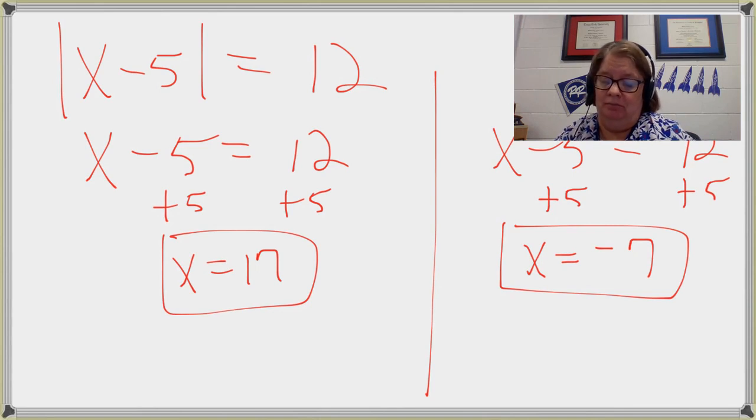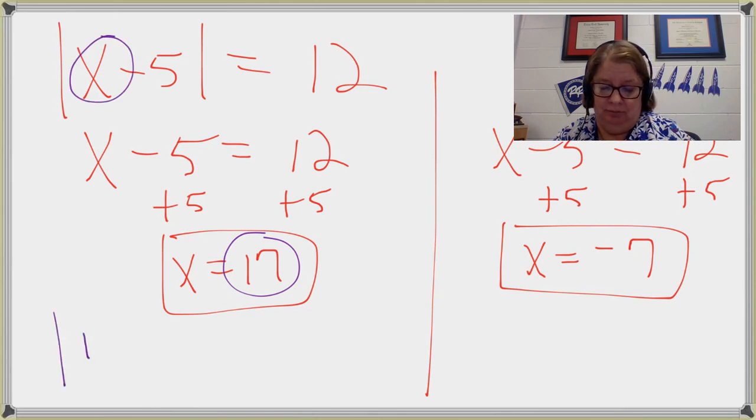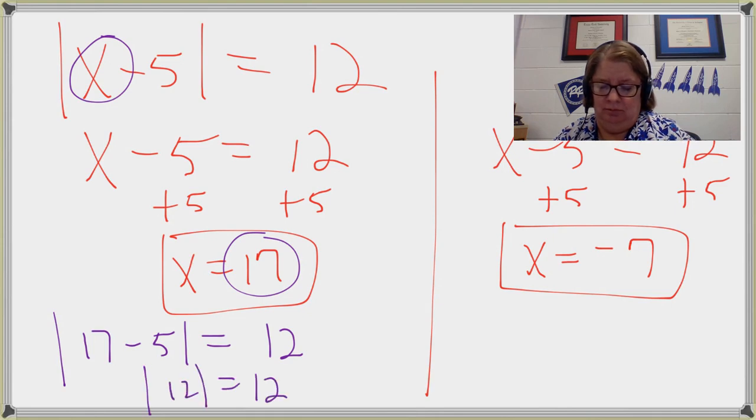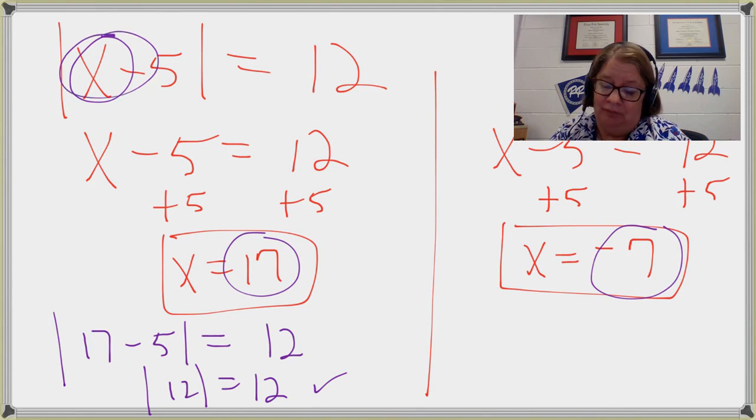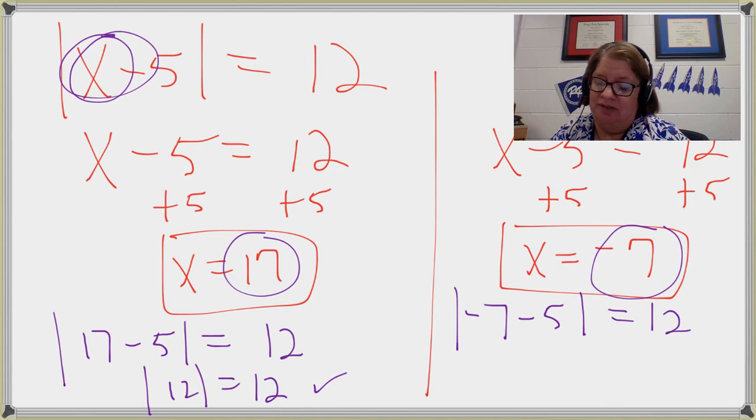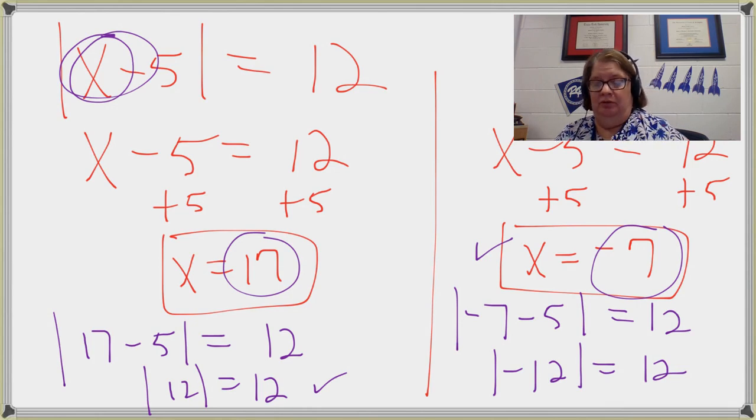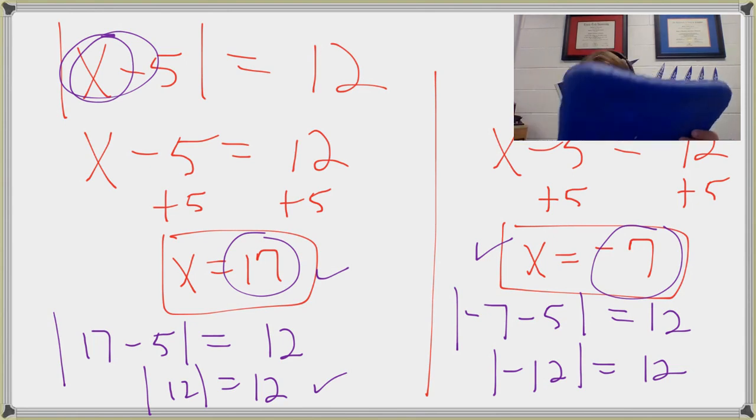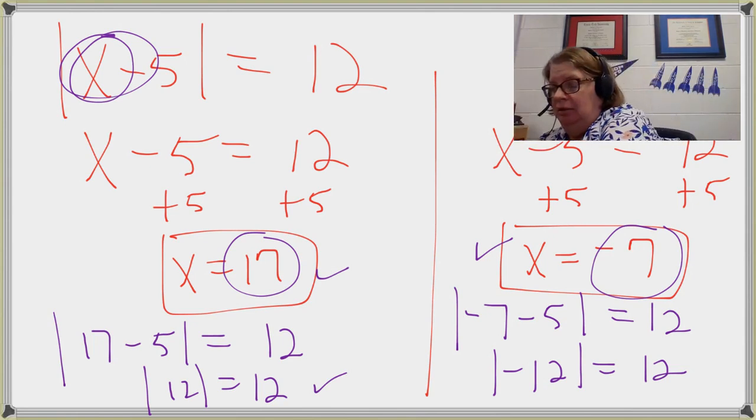Let's check it. Take this 17, plug it into the original equation. That one works. Remember, plug into the original equation, not into the split part. Take this negative 7, plug it in for the x. Negative 7 minus 5 is negative 12. So those both work. Okay, what did we do? We split it, we solved it, and we checked it.